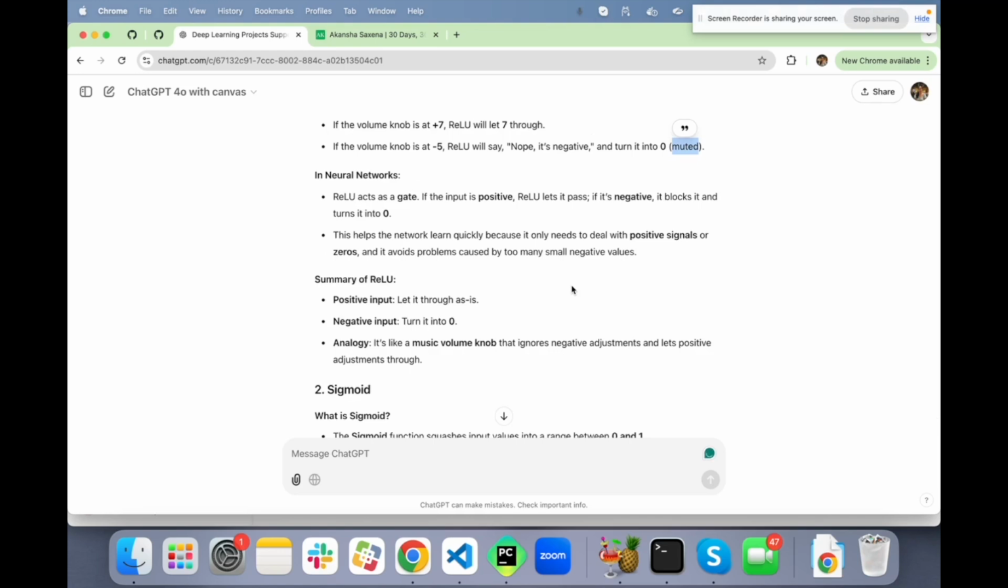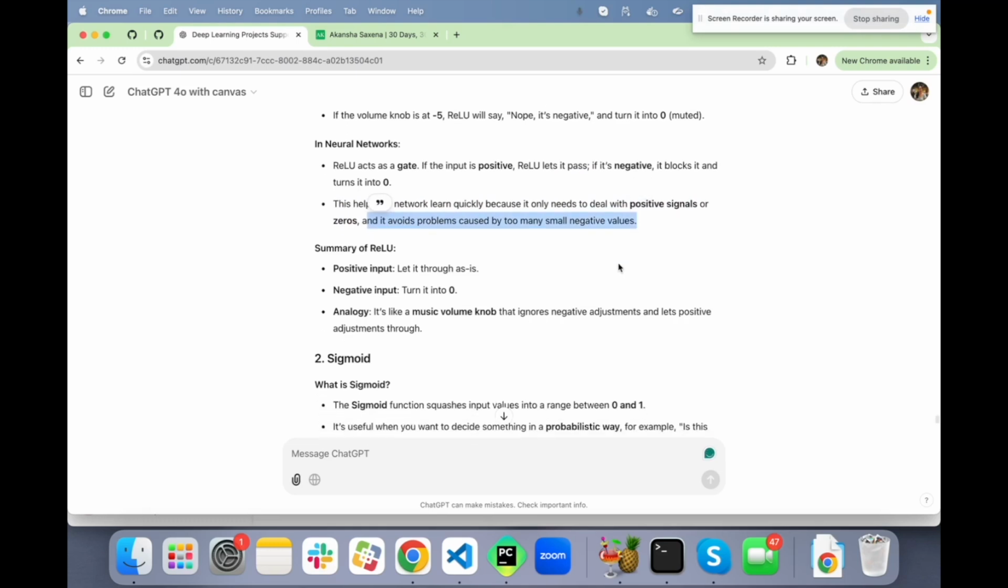In neural networks, rectified linear unit acts as a gate. If the input is positive, rectified linear unit lets it pass. If it is negative, it blocks it and turns it into zero. This helps the network learn quickly because it only needs to deal with the positive. That is why it is fast. Why? Because it is dealing with the positive signals only or zero, and all the rest of the signals less than zero, it blocks them.